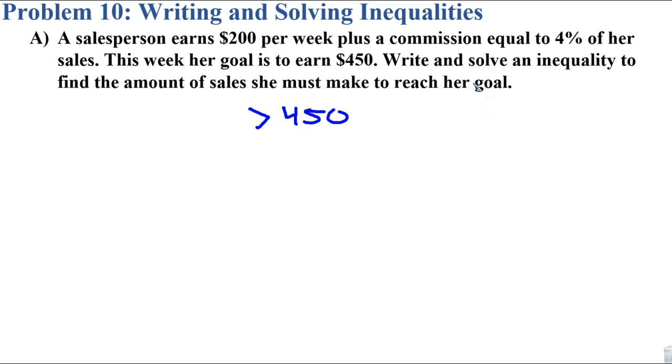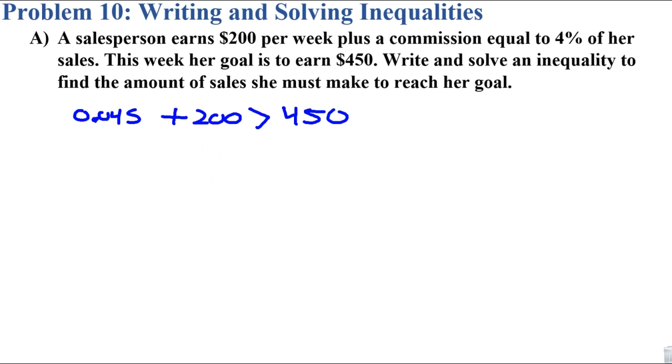As far as the left side goes, we get the automatic 200. We're going to add to that 4% of the sales. So if sales is my S, the way I'll find 4% is I'll multiply by 0.04. A little percentage review: the decimal version of that is going to give you the actual answer. So there's our inequality.